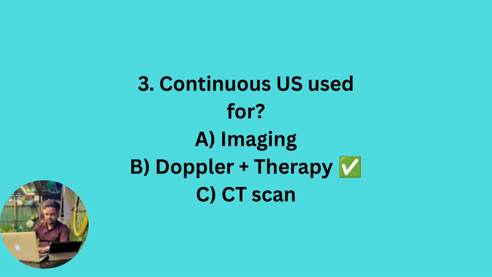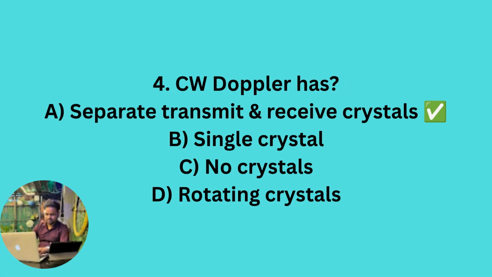Third question of this series. Continuous ultrasound is used for A. Imaging, B. Doppler plus therapy, C. CT scan, and D. MRI. So answer is B. Doppler, therapy. Color Doppler has A. Separate transmit and receive crystals, B. Single crystal, C. No crystal, and D. Rotating crystals. Answer is A. Separate transmit and receive crystals.